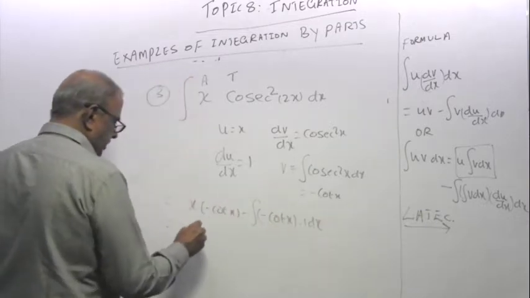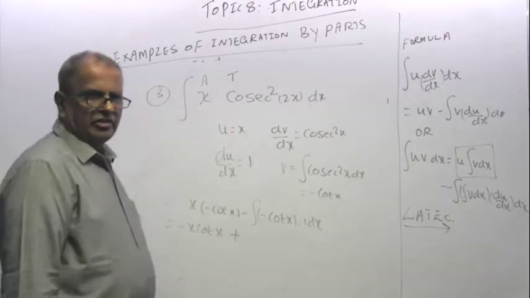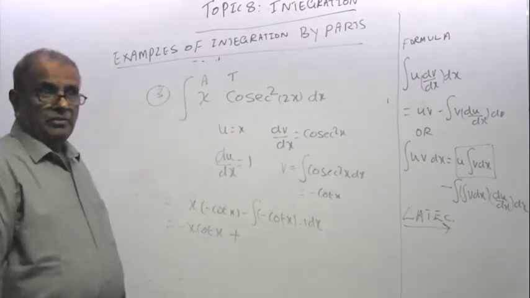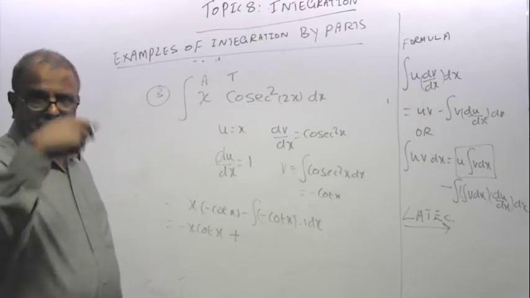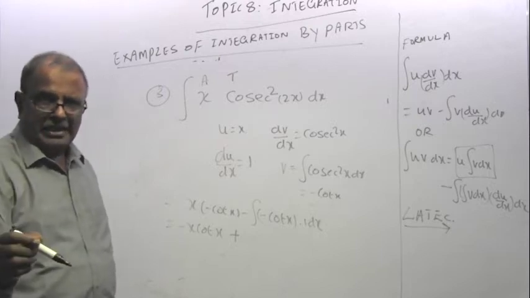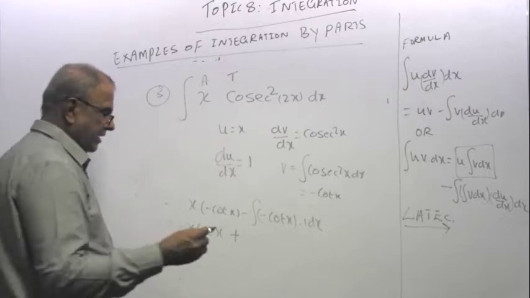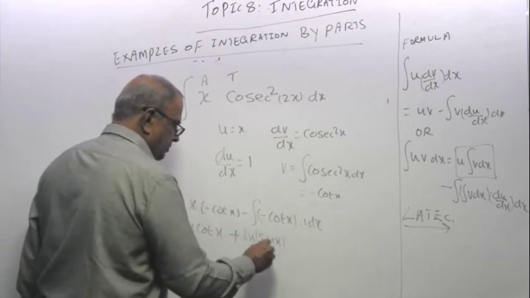So it is minus x cot x plus integral cot x, which is a standard formula. If not, cot is cos over sine, the denominator is sine. When you differentiate sine, you get cos. So therefore, numerator is exact derivative of denominator. So the answer is ln denominator, which is ln sin x plus c.